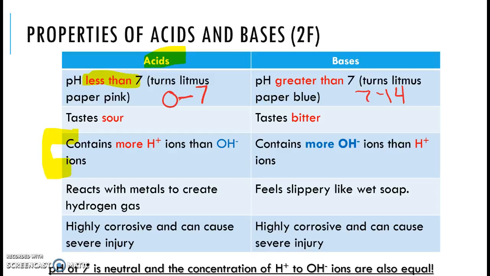Acids can react with metals to create hydrogen gas. Bases feel slippery like wet soap. Dish soap is a good example of a base. And then both acids and bases can be highly corrosive and can cause injury.